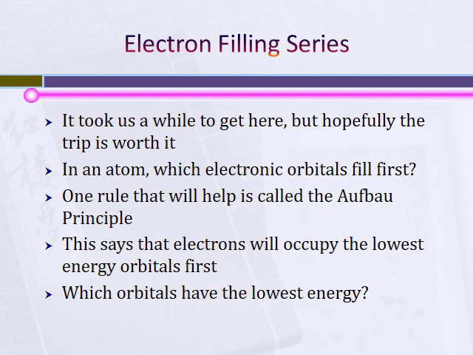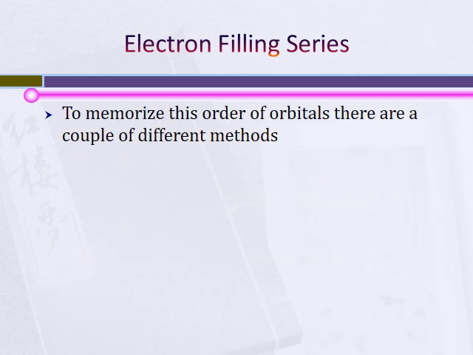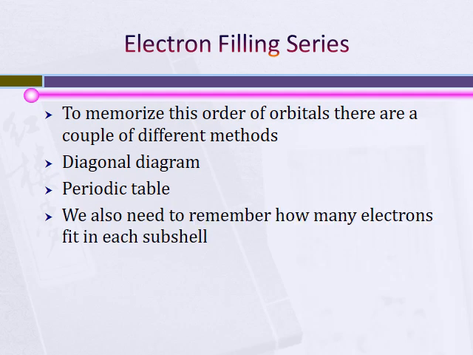So which orbitals have the lowest energy? There are a couple of ways to tell. There's a diagonal diagram we'll show on the next slide. And then my favorite is the periodic table. You can use either one of those methods. We also need to remember how many electrons fit in each of the subshells.